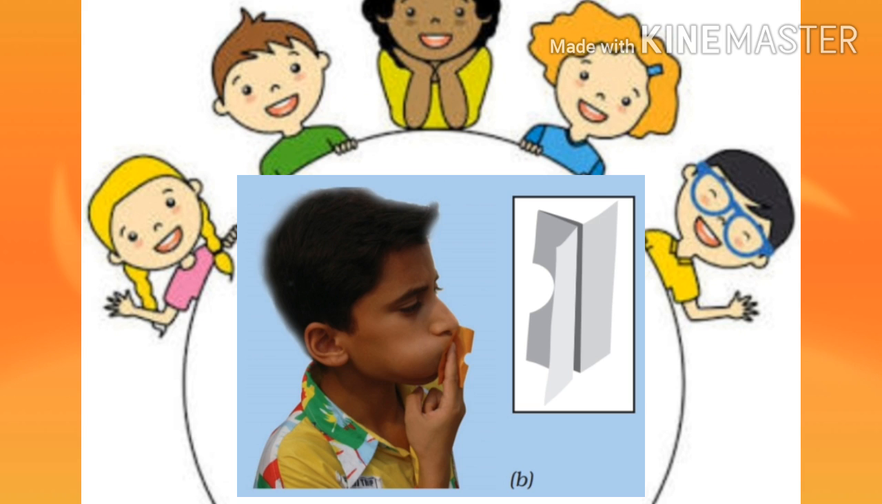Again, what will happen here? Because of the narrow gap, the air wants to pass through that narrow gap, and because of this the paper will start to vibrate. This is how our vocal cord will function. So this is about activity 9.6, about sound produced by humans.